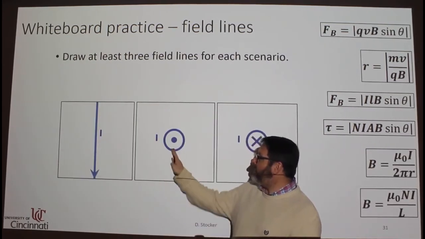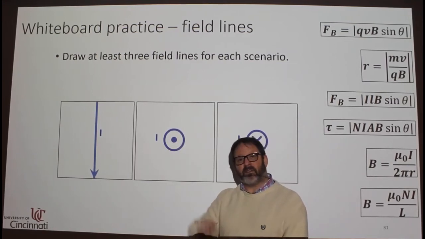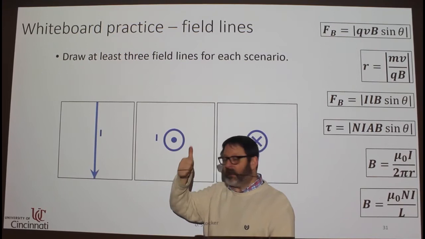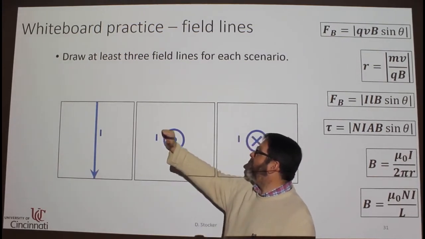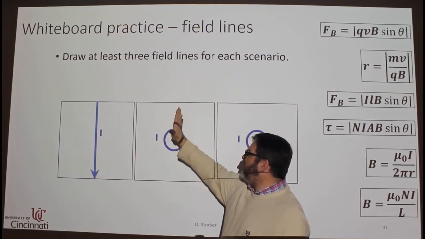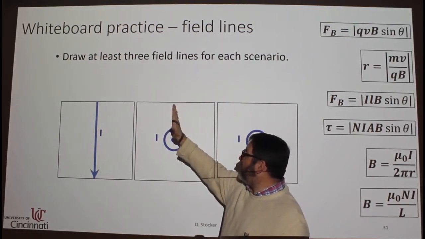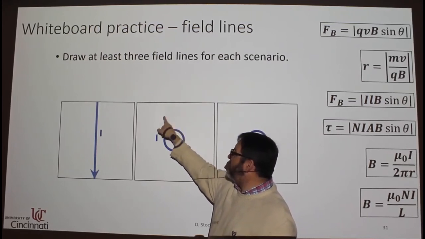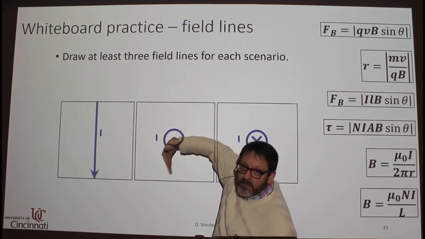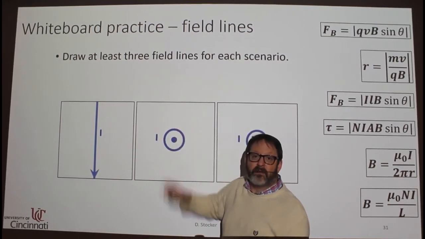In this example, I'll do the middle one. This is a dot with a circle around it. That means there's an arrow pointing out of the board. So if the current, my thumb, is pointing out of the board, then I'm drawing field lines. Up here, above, my fingers are curling to the left, so up here, the field is going this way. Over here, it's going down. At the bottom, it's going to the right. These field lines curl around this direction.